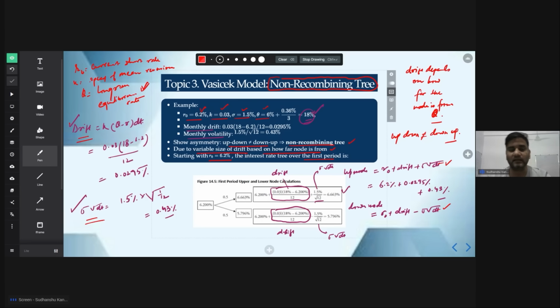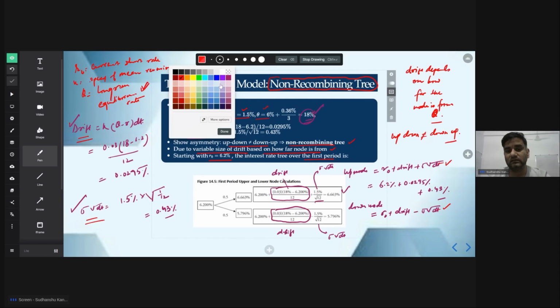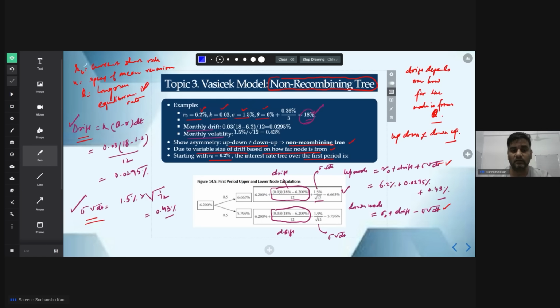So be very clear. If I have to highlight 3 4 things which you need to remember here: one is the calculation of drift. Second is the calculation of sigma root dt. Third, you should know how to calculate the up node. Fourth is your down node, and fifth, you should know why we are doing non-recombining trees, because drift depends on how far the node is from your long run equilibrium rate, right? And also know how to do this calculation of theta. Be very, very clear. Okay, moving on, guys.